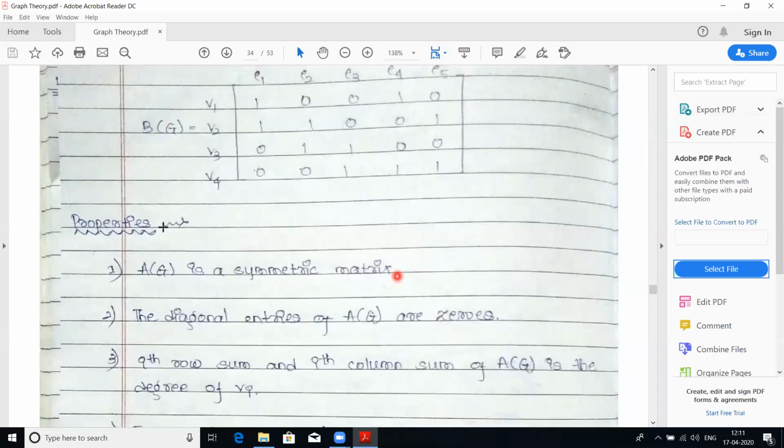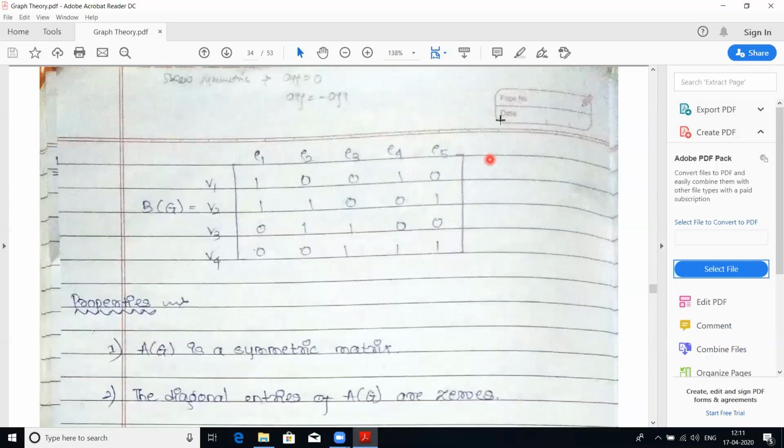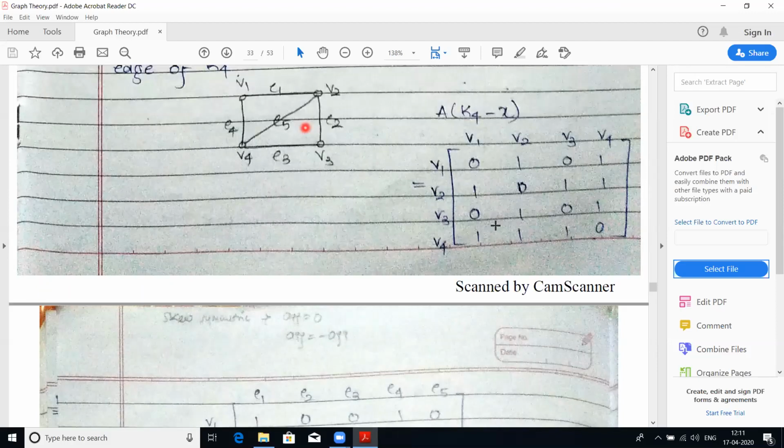Then the diagonal entries of the adjacency matrix are always zeros. See, check here. The diagonal elements of the adjacency matrix are always zeros. Why is this? Because the diagonal elements indicate a loop, and we are studying simple graphs. In a simple graph, there is no loop. Therefore, every diagonal entry in any adjacency matrix is 0.